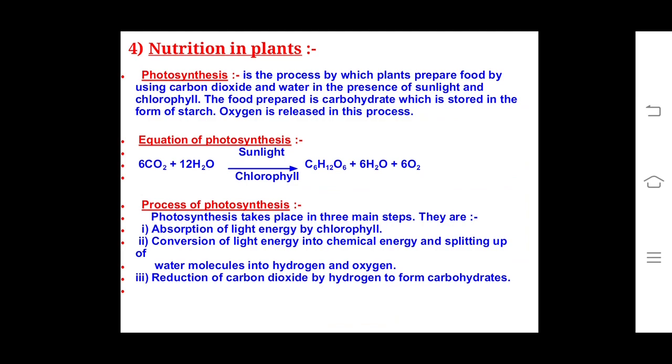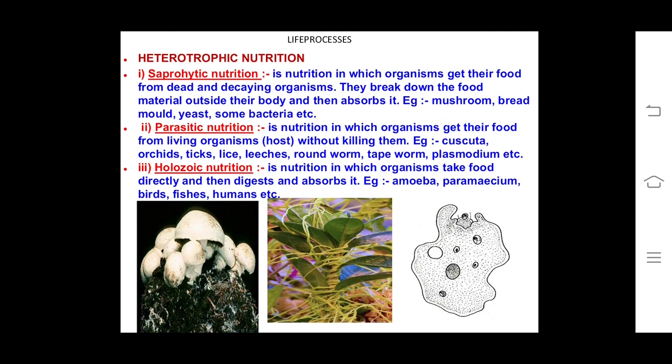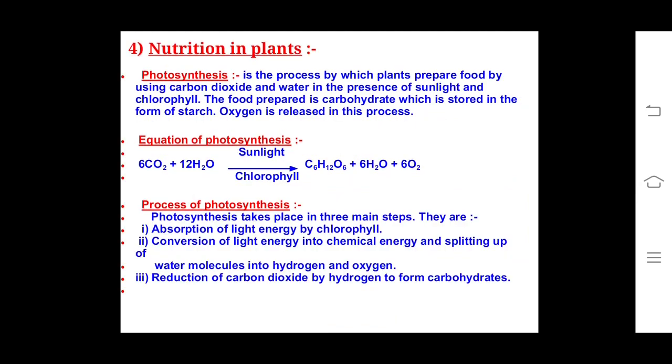Nutrition in plants. In plants we have seen it is an autotrophic type of nutrition, and the process is known as photosynthesis. Photo means light, synthesis is a process or preparation. So we can define photosynthesis as a process by which plants prepare food by using carbon dioxide and water in the presence of sunlight and chlorophyll. The food prepared is carbohydrate, which is stored in the form of starch. Oxygen is released in the process.